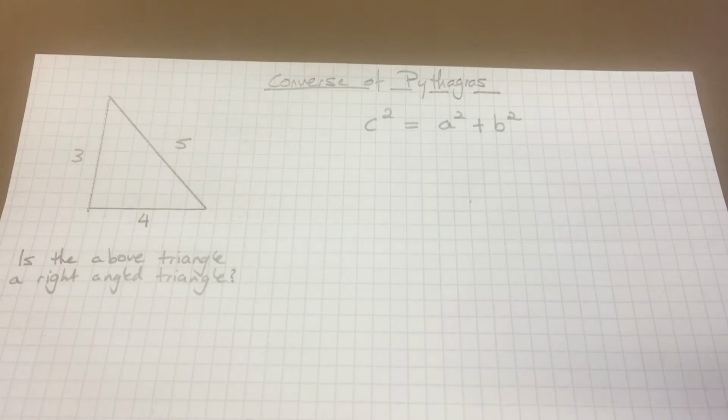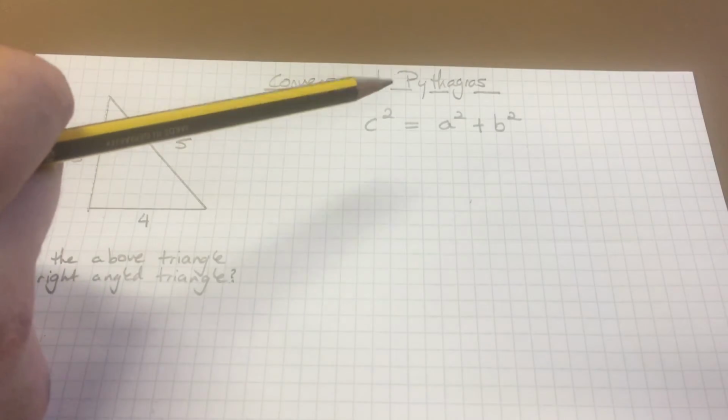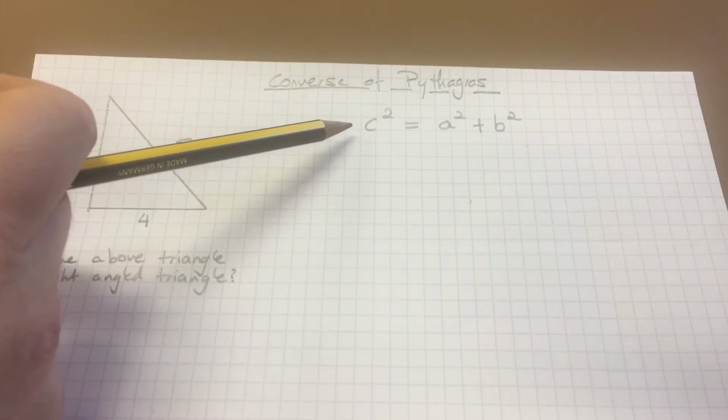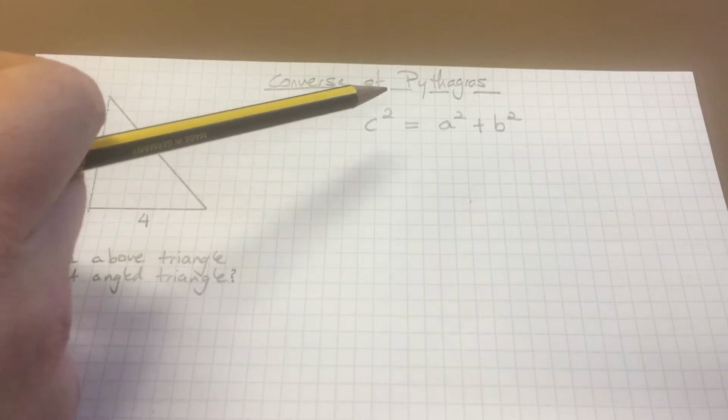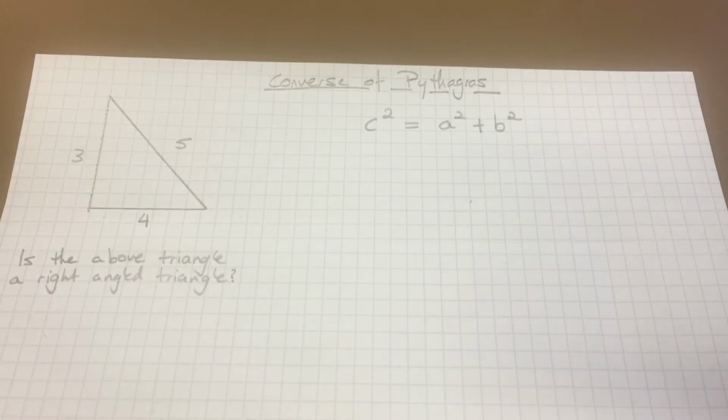When you were taught Pythagoras' theorem, you will have been told that it only works in right angled triangles. So this statement, c squared, the longest side, the hypotenuse, is equal to a squared plus b squared, the two shorter sides squared and added together, only works in right angle triangles. So we're using that fact to prove whether or not a triangle is right angled or not.